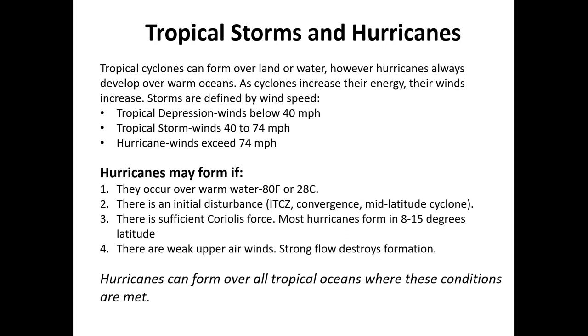And weaker air can destroy the formations. In other words, if you have something that's forming, but then it loses energy, it can dissipate before it becomes a hurricane. So hurricanes can form over tropical oceans where these conditions are met. The Atlantic is a very common place for hurricanes to form, especially just north of the equator.